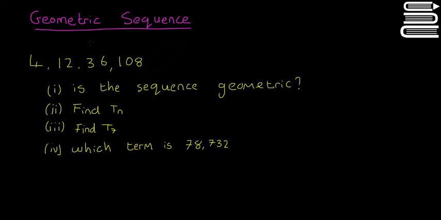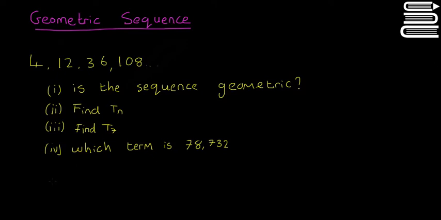So now we're going to look at an example using geometric sequences to solve the kind of problem that we're going to get asked. Our sequence is the one you see right here: 4, 12, 36, 108, and so on. It's going to keep going on. They're asking us the following questions. Is the sequence geometric? We have to find t of n, we have to find t of 7, and which term is the number 78,732. So I guess we'll just start with question 1.